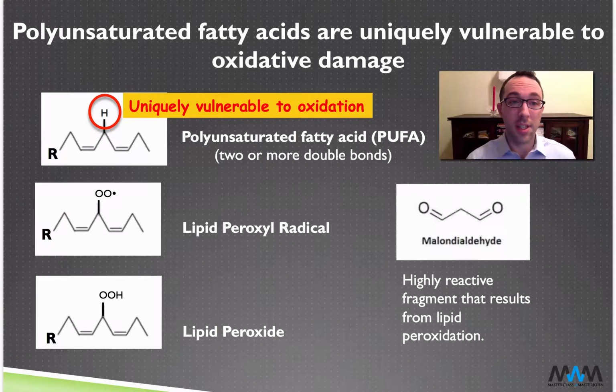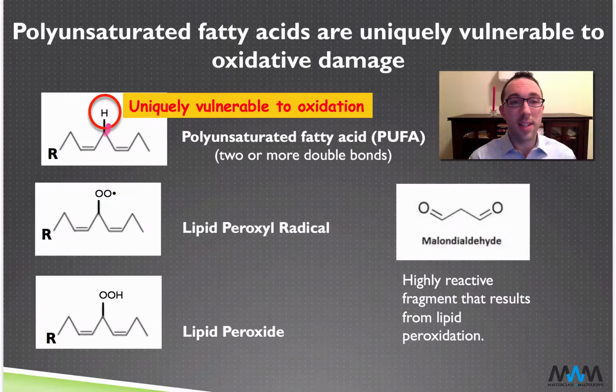Now, lipid peroxidation happens when you have a carbon that's located between two of these double bonds, and that carbon is vulnerable to loss of its hydrogen and its electron. That loss of an electron is called oxidation. And because it's the carbon situated between two double bonded carbons that is uniquely vulnerable to oxidation, that means that polyunsaturated fatty acids are uniquely vulnerable to this process because they're the only type of fatty acids that have two or more double bonds.